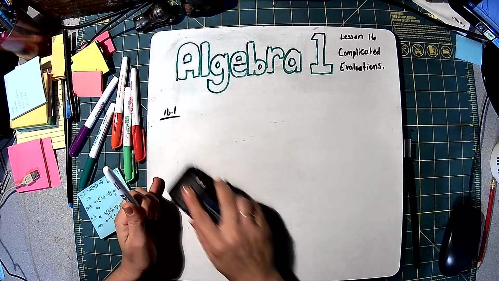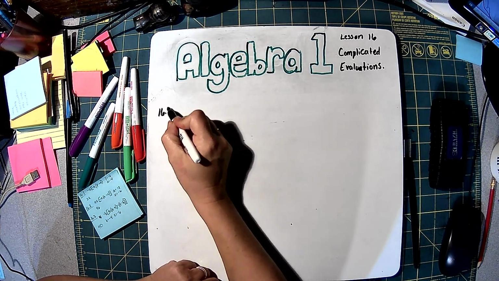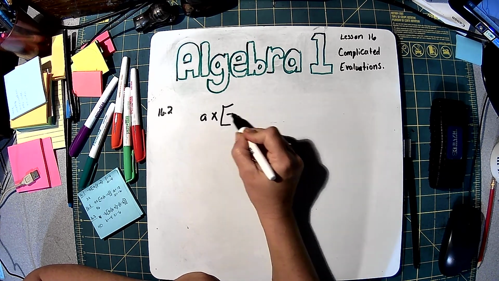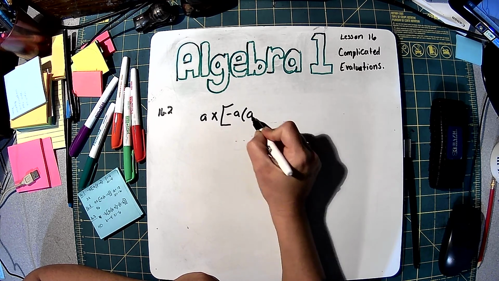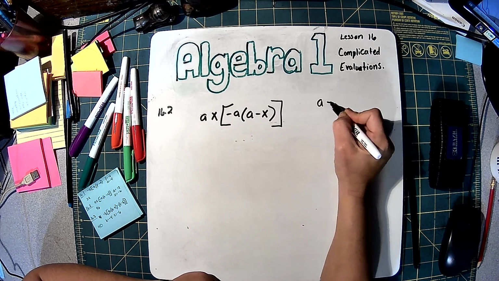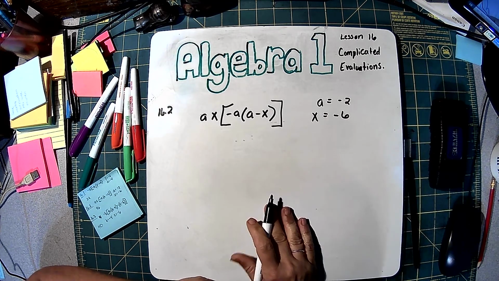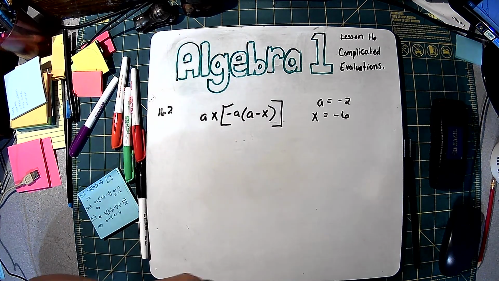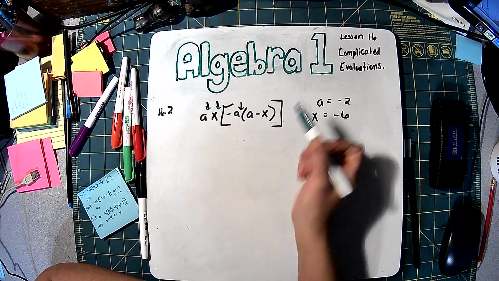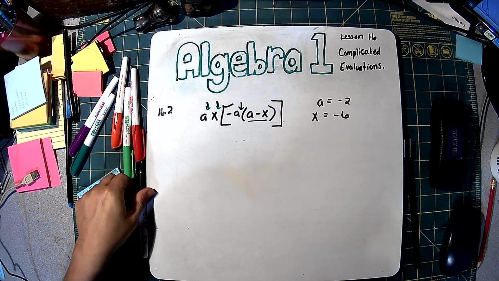All right, I'm going to do another one. This is 16.2, and this one says ax, and then we got a bracket, negative a times a minus x, and then we close up those brackets. a equals negative 2, and x equals negative 6. Alright, so I'm going to look at this and figure out where I'm going to multiply. I'm going to be multiplying here, and here, and here. That's where I need to add. So I'm going to do that addition inside that innermost parentheses first.